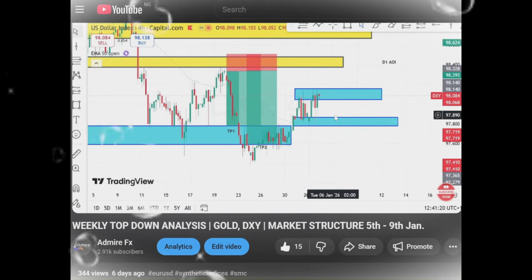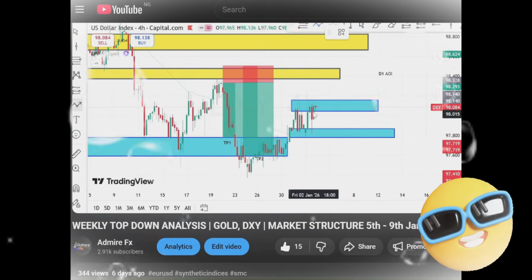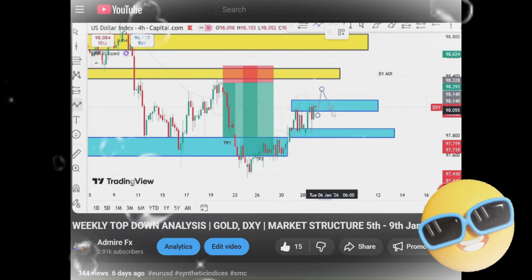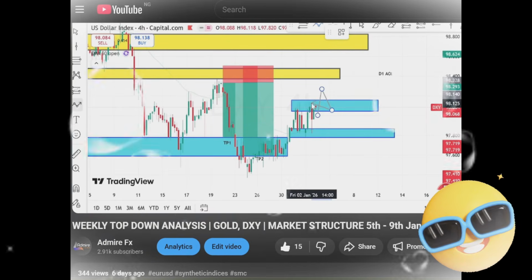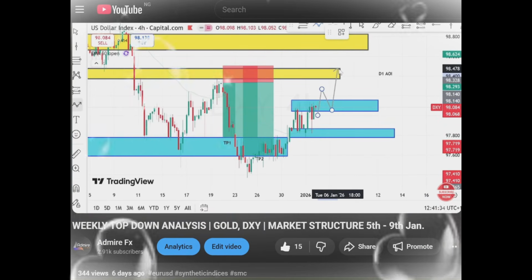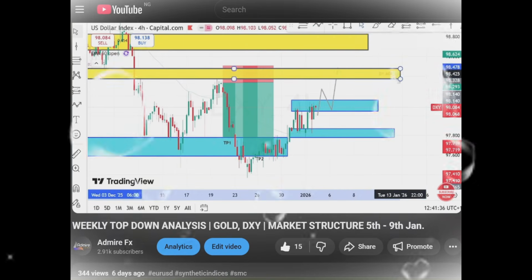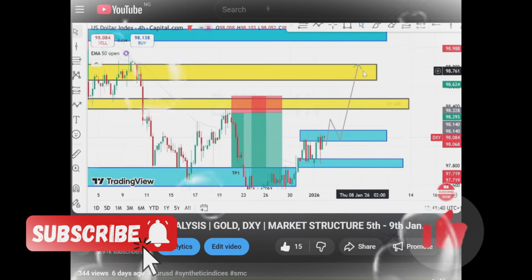Working with these two zones, all we need to see is price break these zones and give us a retest on the lower time frame, maybe the 1 hour, the 15 minute, or the 4 hour time frame. Then we should be targeting our first levels, which is the 98 points. Then we can be going all the way to the 98.